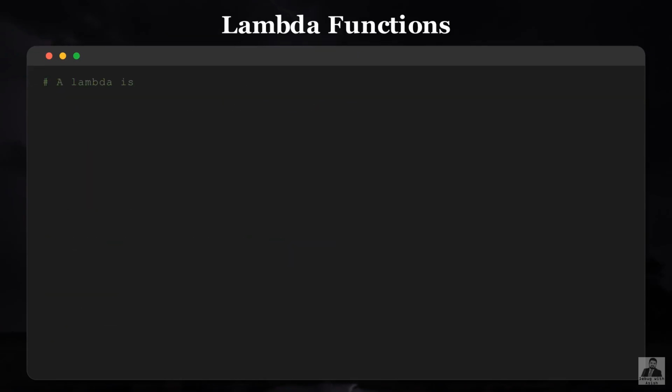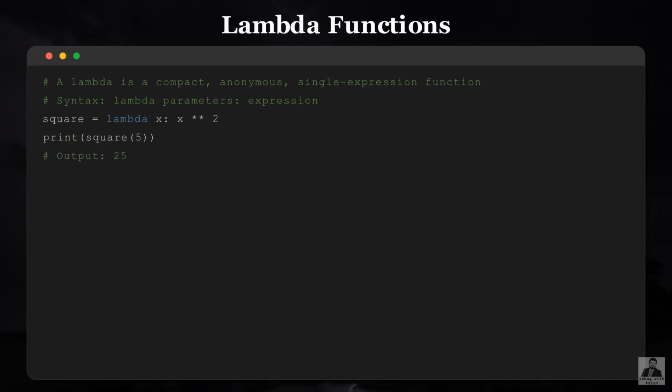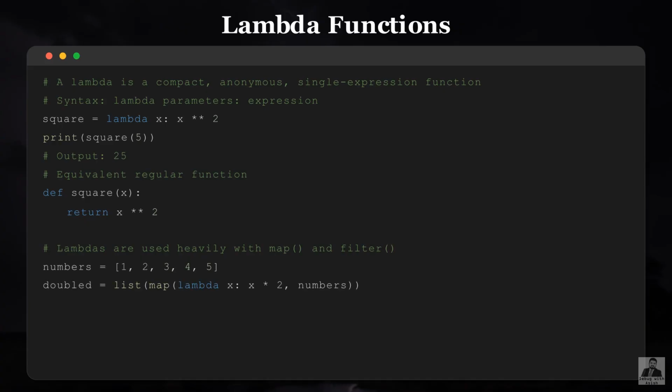A Lambda function is a compact anonymous function written in a single line. The syntax is the keyword lambda, then the parameters, then a colon, then the expression to evaluate. The expression is automatically returned without needing the return keyword. Here, lambda x colon x squared is equivalent to a full function that takes x and returns x squared. Lambdas are used heavily with the map and filter functions. Here, we use map to apply a lambda to every item in a list, doubling each number.